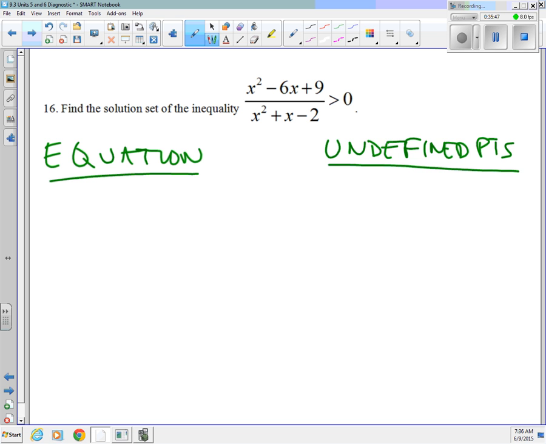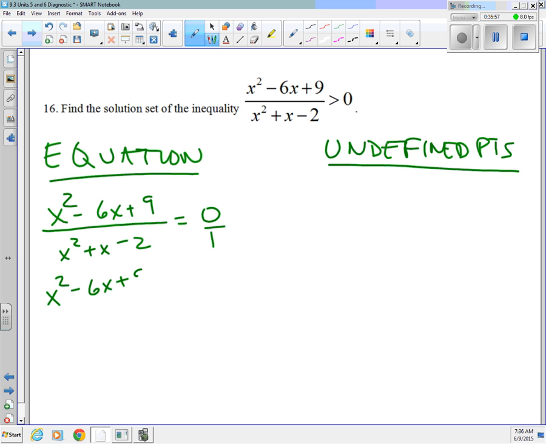So my related equation would be (x squared minus 6x plus 9) over (x squared plus x minus 2) equals 0. And if I put 0 over 1 and cross multiply, I just get x squared minus 6x plus 9 equals 0, which factors into (x minus 3) times (x minus 3). So x is equal to 3. That makes the fraction equal to 0.